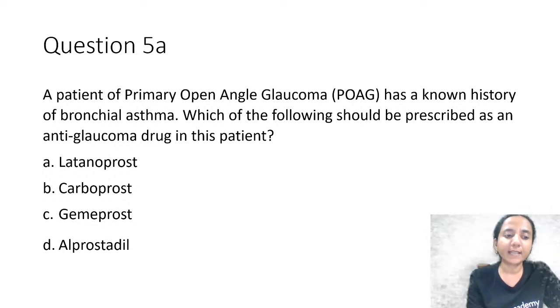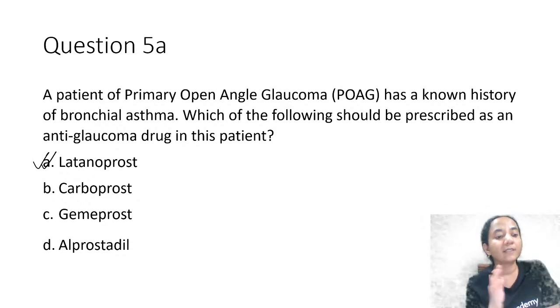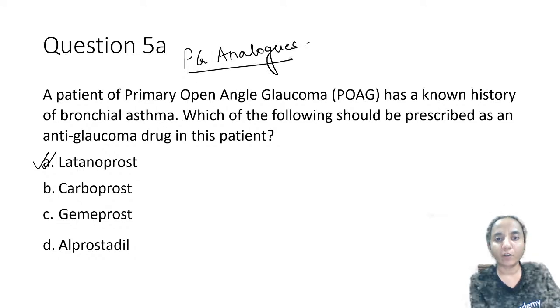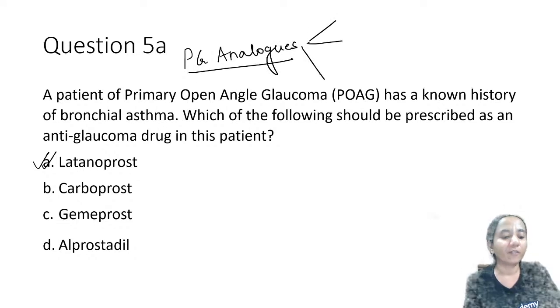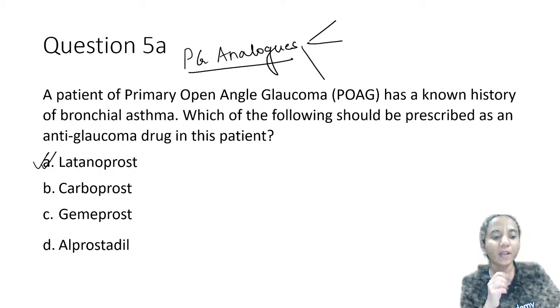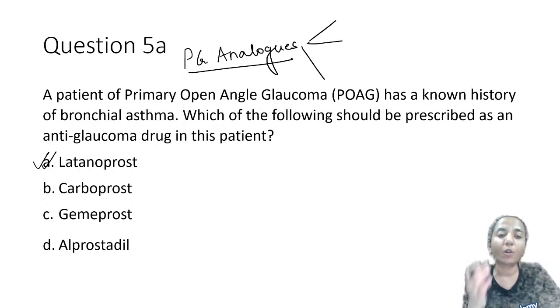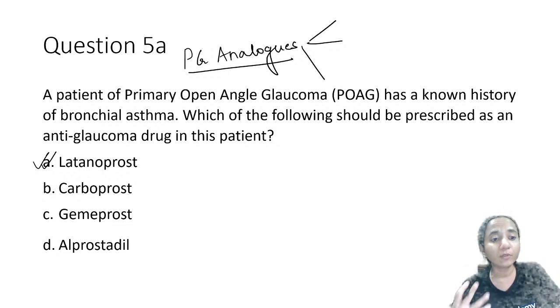This was an easy question actually, because this is the importance of knowing what are the available drugs in each class. Now, all of us know that prostaglandin analogs are used as anti-glaucoma drugs. But whenever we learn about any class of drugs, we have to learn what are the available members in that particular group. For example, when I say beta blockers, there are so many beta blockers, but all beta blockers are not available as eye drops. Similarly, all prostaglandins are not used as eye drops.